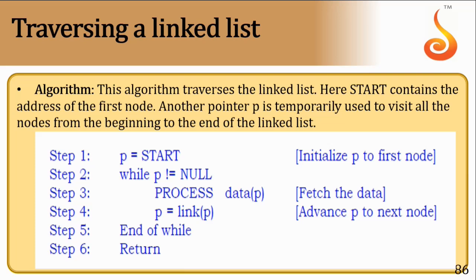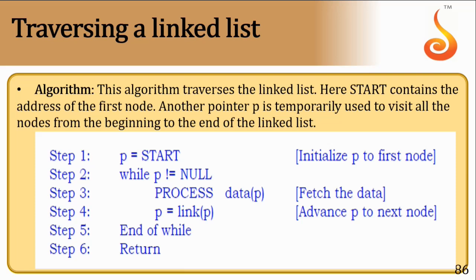So algorithm traverses. Start contains the address of the first node. Another pointer P. Why do I need it? To traverse, because I need to travel for traversal till the end of the list. For that reason, I can use either current pointer or P, whatever you need to name. Then that also should be of the type node, because it would be pointing to the structure node. So another pointer P is temporarily used to visit all the nodes.